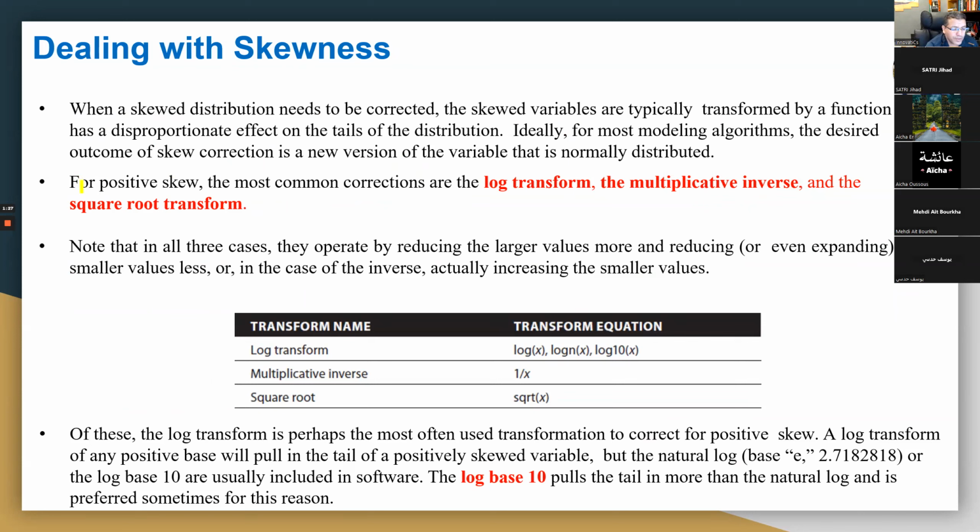For the positive skewness, if the skewness value is more than zero, you do a log transformation, multiplicative inverse, or square root transformation. You replace your x with the square root of it. You replace your x with 1 divided by x. You replace the x with log base 2, log base 10, log of the x, if you have positive skewness.